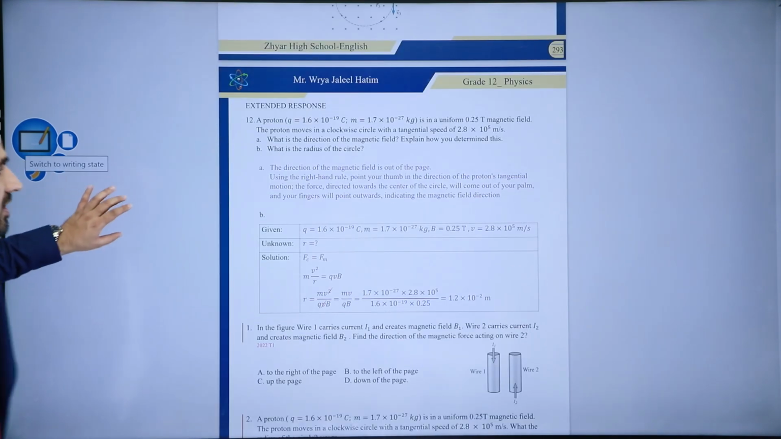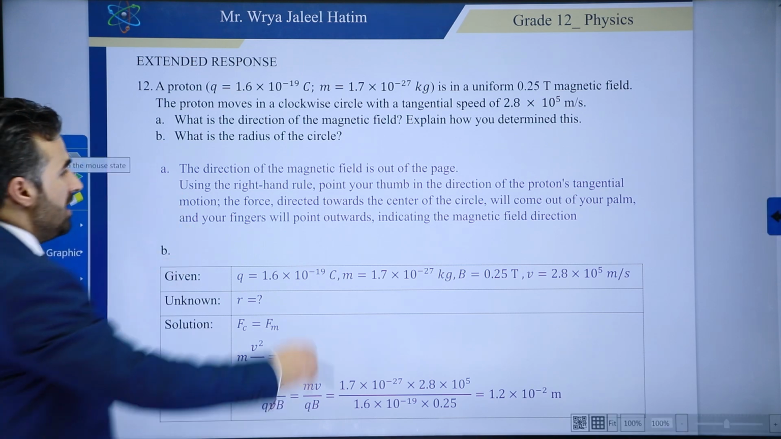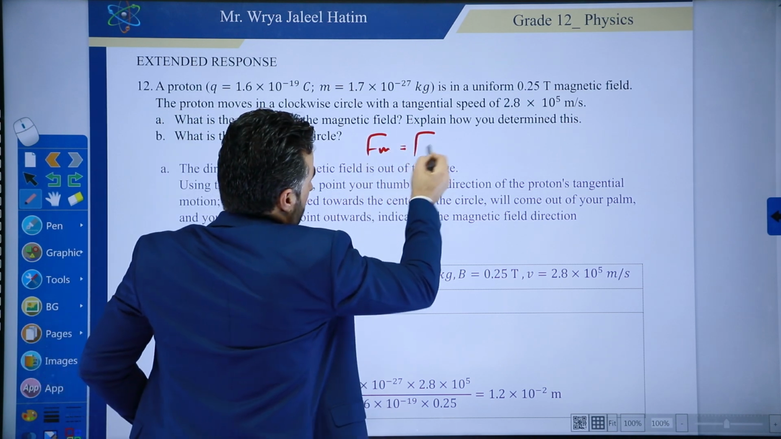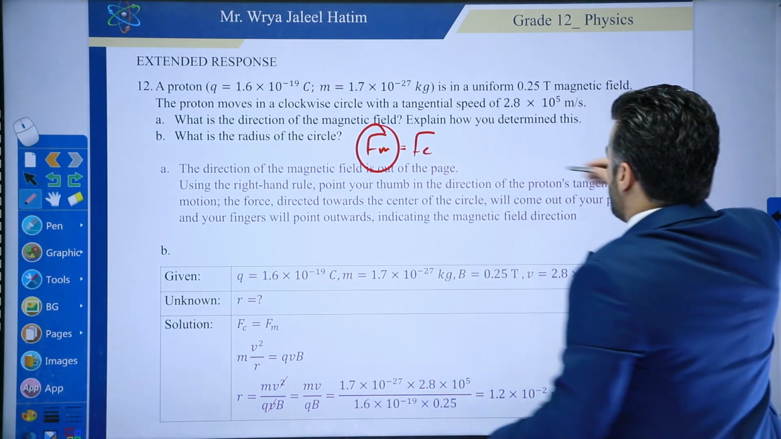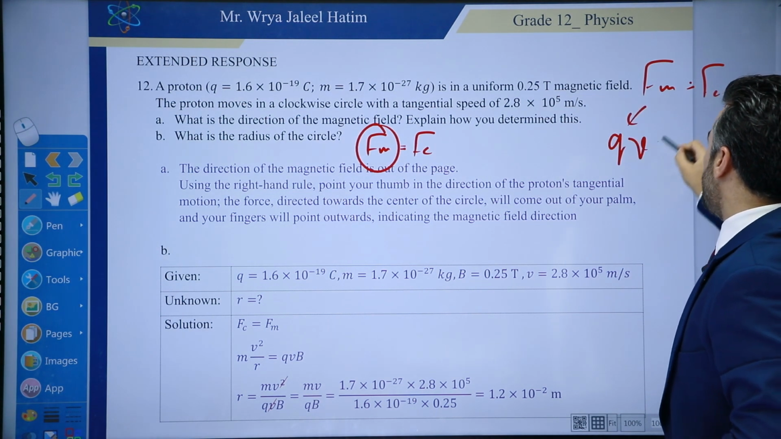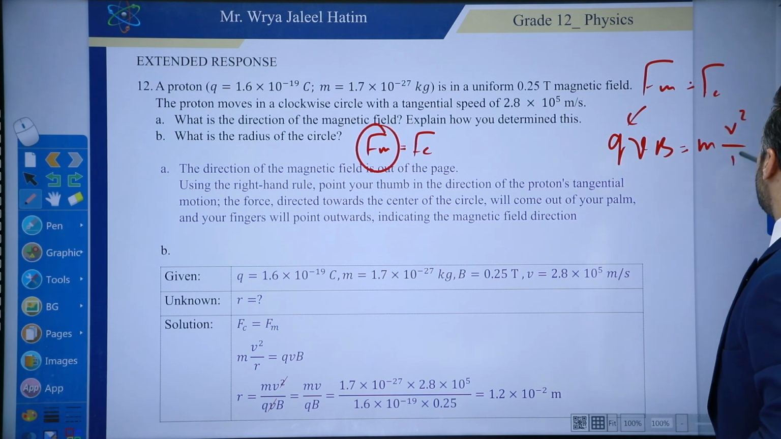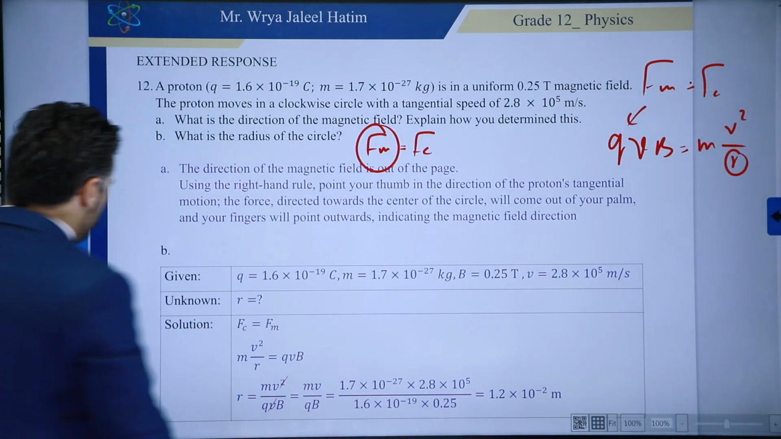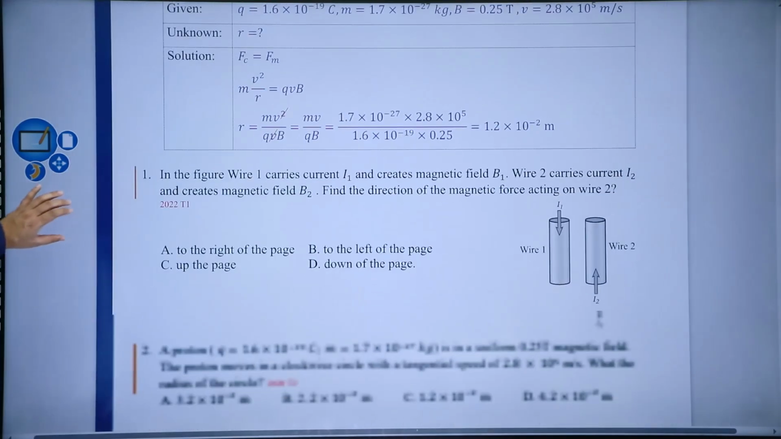As for the radius of the circle, whenever it says radius of the circle, always remember this: the magnetic force must equal the centripetal force. You do know that magnetic force equals QVB. I should have written it here. So magnetic force equals centripetal force, but magnetic force equals QVB, and the centripetal force equals mV squared over the radius. And of course, you can find this radius. Then you do the math and you will find the answer.